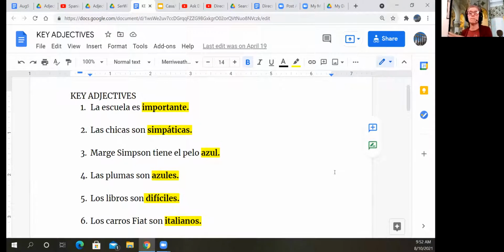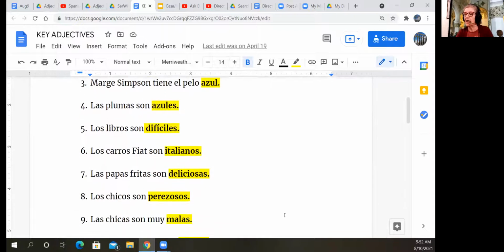Las chicas son simpáticas. The girls are nice. Marge Simpson tiene el pelo azul. We already had that before. Las plumas son azules. The pens are blue. So literally you are saying those pens are blues. That's the way they speak. That's the way they think. Okay, las plumas son azules.